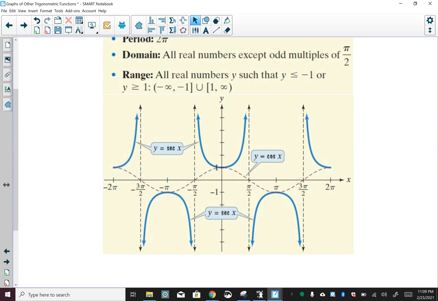So whereas you're bouncing back and forth between negative 1 and 1 for your sines and cosines, your cosecant and your secant won't bounce back and forth. They're going to be above the 1 and below the negative 1. In that middle part where your sine and cosine are actually graphed, where it bounces back and forth, that is where the range does not exist.